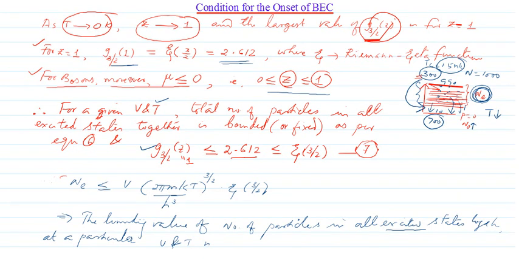So here we are taking only the equal-to sign of the less-than-or-equal-to. So that is Ne max, the maximum value of the number of particles in all excited states put together. It will be equal to simply the same equation, which I am rewriting: (2πmkT)^(3/2) divided by h³ into ζ(3/2). Let's call this equation number 9.